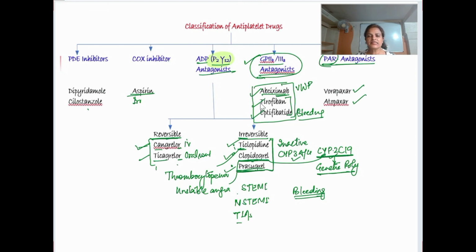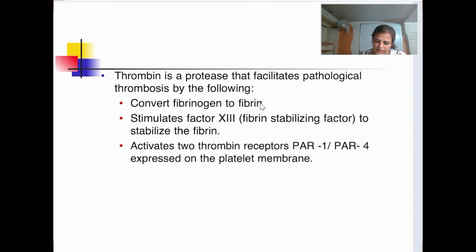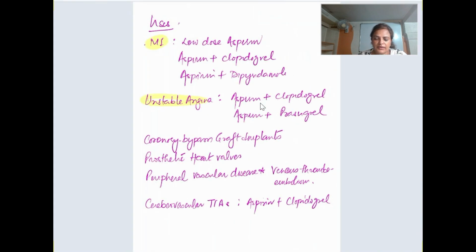So by giving these different types of drug which act at different sites with different receptors, we can get the antiplatelet effect. Now where do we use these antiplatelet drugs? So therapeutic uses of antiplatelet drugs, the main is myocardial infarction. In myocardial infarction, usually either you give a single drug or you give a combination. You can give low dose aspirin to the patient, or aspirin and clopidogrel, aspirin and dipyridamole. This is just to prevent reinfarction. If the patient has had it once, so that it does not happen again, we give all these drugs prophylactically.